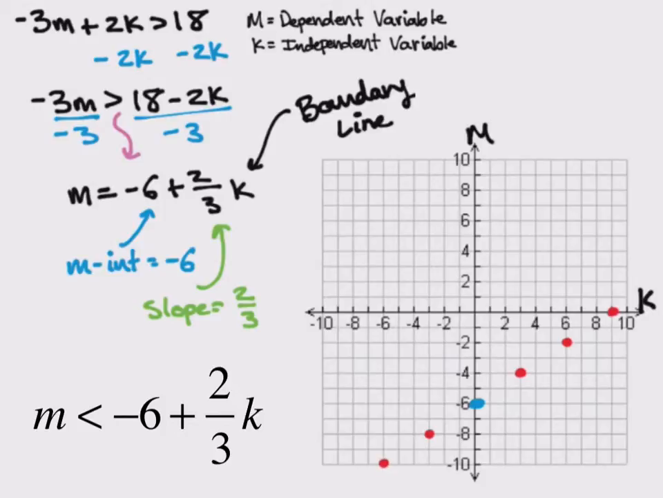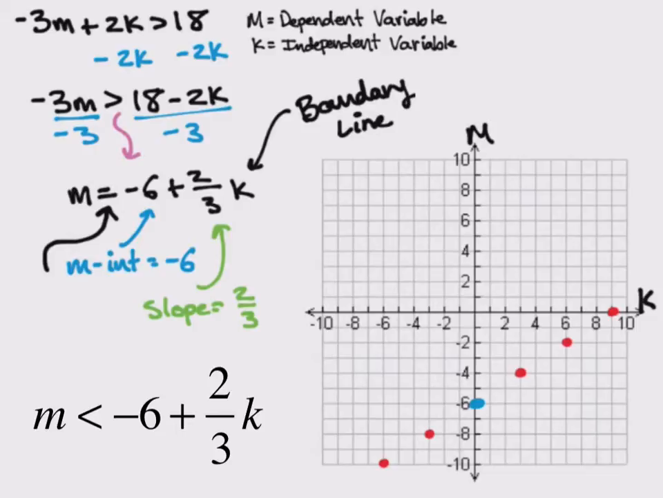Okay, now we know that once we graph the boundary line, we're going to shade all the ordered pairs below it because when we solve for our dependent variable, we got m is less than negative 6 plus 2/3 k. But note that the ordered pairs on the boundary line are not going to satisfy our inequality because if you're a point on the boundary line, it'll be such that m equals negative 6 plus 2/3 k. So how do we tell the reader that the points on the boundary line are not solutions to the inequality?